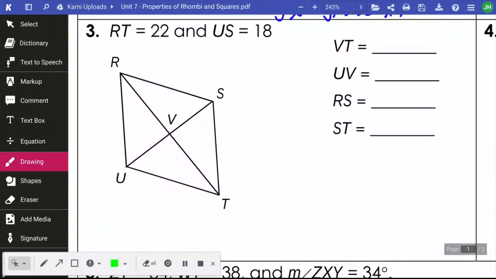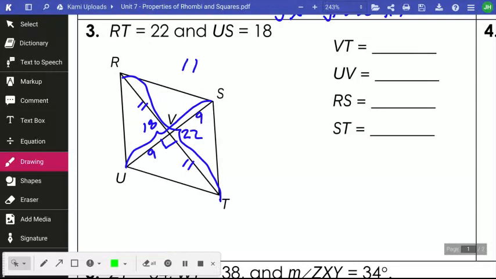We have RT is 22, and US is the other diagonal, and is 18. Okay, so we have those 2 measures, which means that, again, we have this right angle, but each of the sections for the diagonals are split in 2. So if RT is 22, this part is 11, and this part is 11. If US is 18, this part is 9, this part is 9.